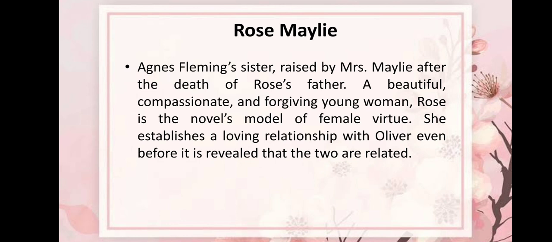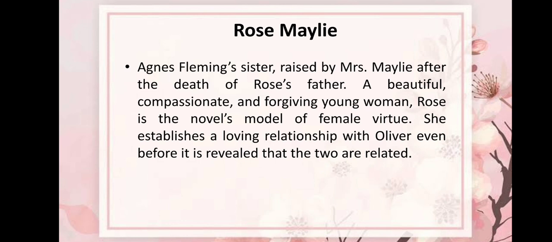Then we have a very kind character, Rose Maylie, Agnes Fleming's sister, raised by Mrs. Maylie after the death of Rose's father. A beautiful, compassionate, and a forgiving young woman, Rose is the novel's model of female virtue. She establishes a loving relationship with Oliver even before it is revealed that the two are actually related somehow.